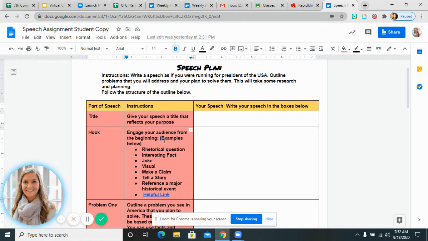So there are some examples of how to do this. You can ask a rhetorical question, which is a question that is not meant to be answered. You can start with an interesting fact, a joke, or a visual, because you are going to be recording this with your camera, so you could use note cards or some sort of visual. You can make a claim, tell a story, reference a major historical event, and there's a helpful link right here that has examples of all of these below.